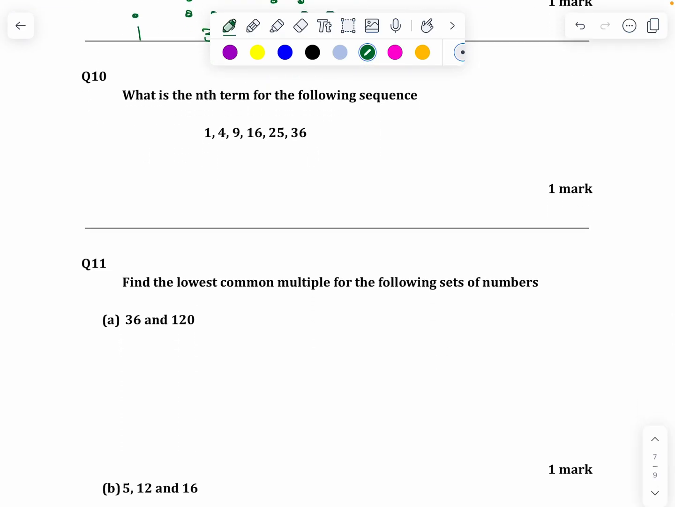What is the nth term for the following sequence? These are your square numbers, so it was only worth 1 mark. Your square numbers, n squared, so that's the nth term for your square numbers, n squared.